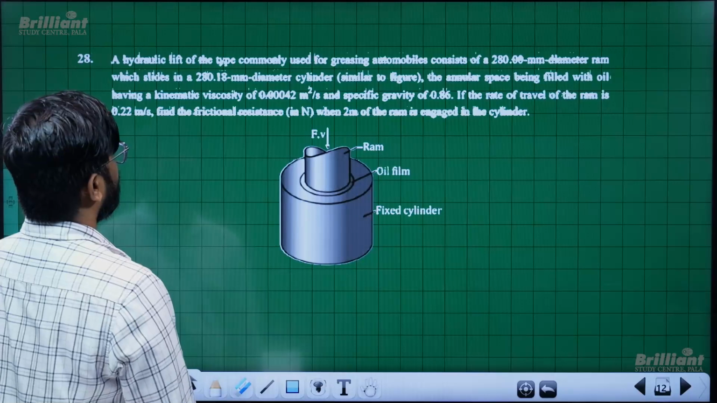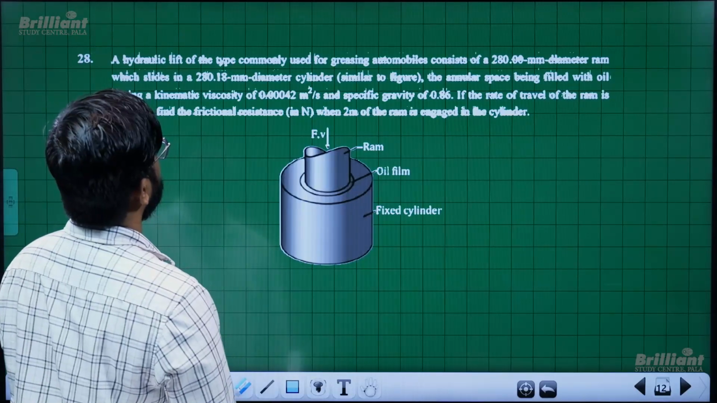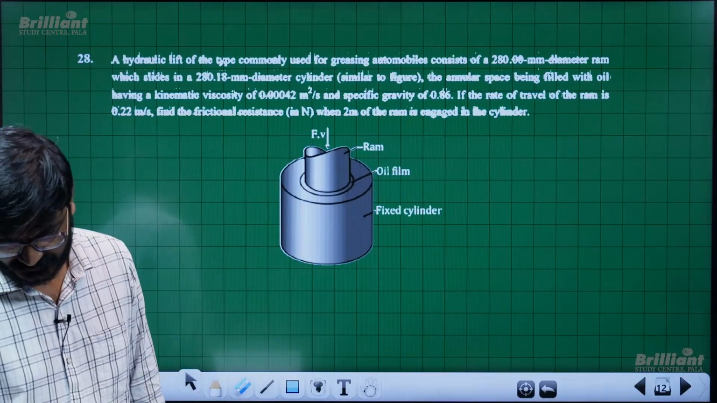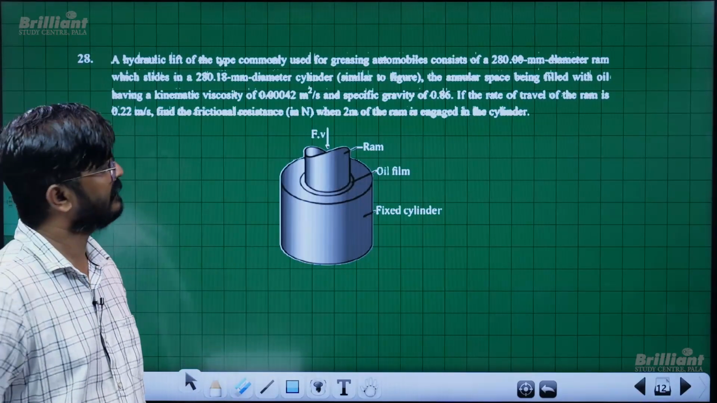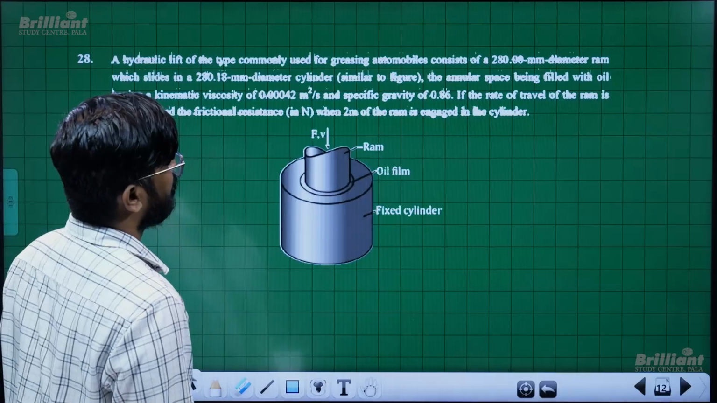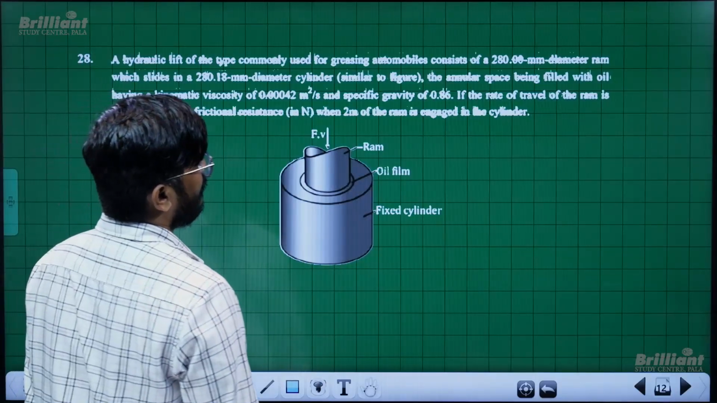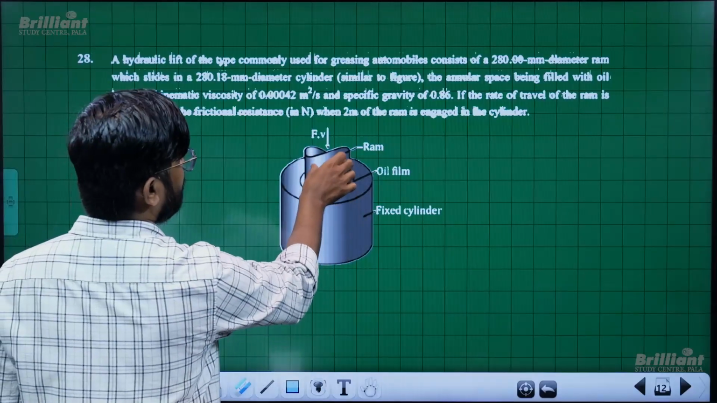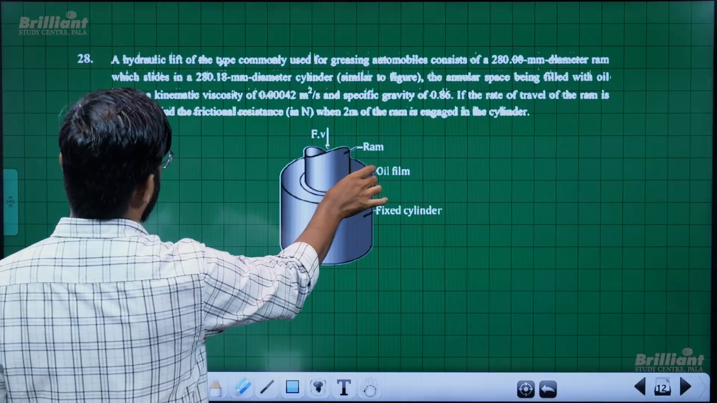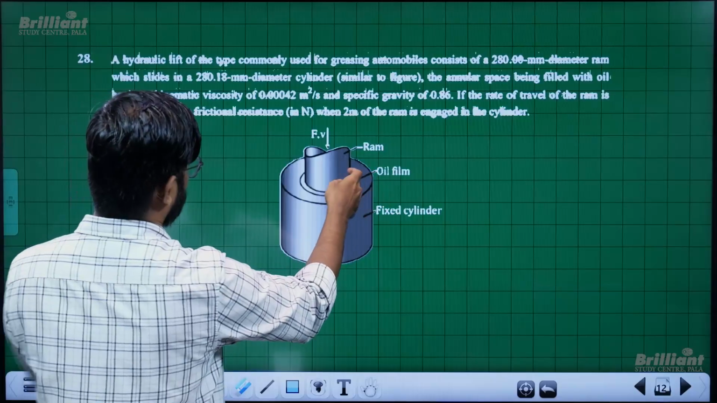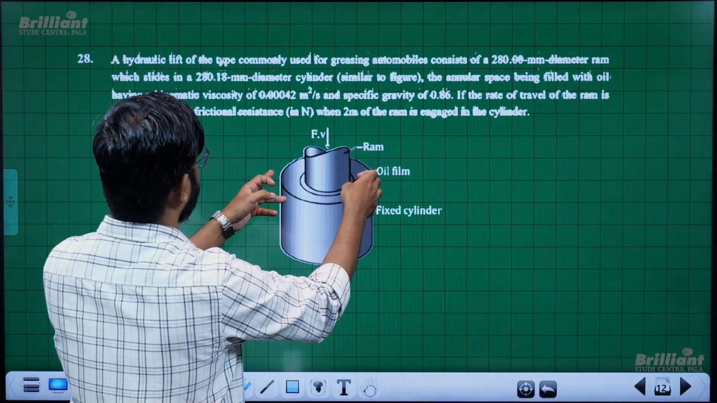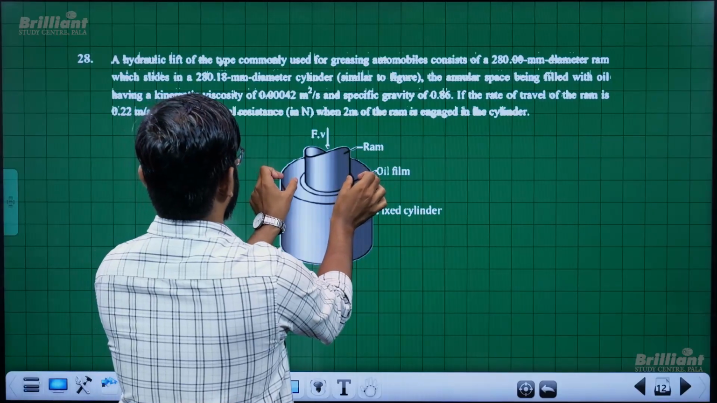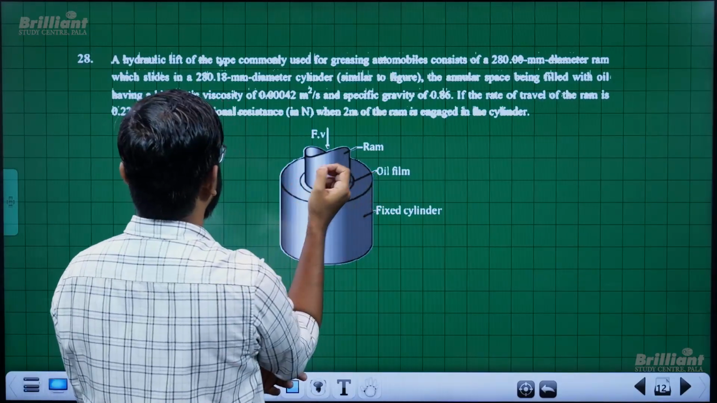A hydraulic lift of the type commonly used for greasing automobiles consists of a 280 mm diameter ram which slides under a 280.18 mm diameter cylinder. So this diameter is 280, this diameter is 280.18. So this gap plus this gap is 0.18, this gap alone is 0.09.